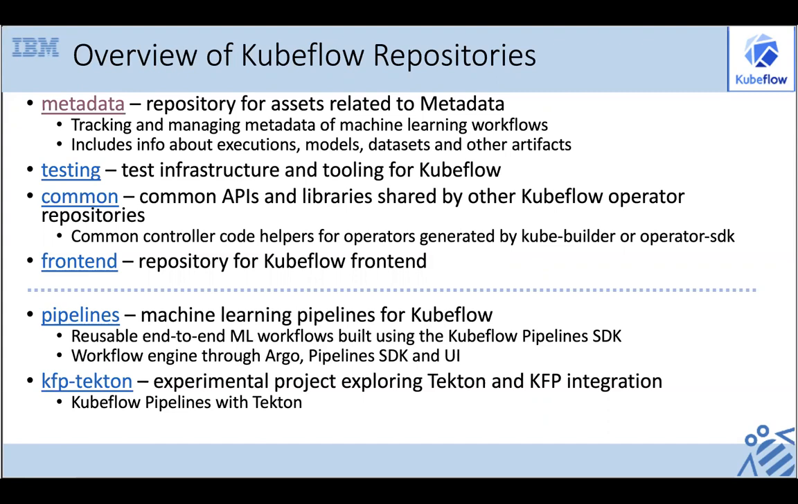So some of the operator code, let's say like the TF job operators, uses some of the common library for constructing APIs. But it's kind of specific to a particular project. So probably inside the project developer guide, you could see what kind of common library you need to pull from this repository. And then the front end is the repository for the Kubeflow front end.